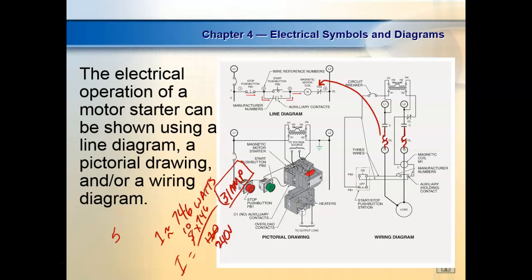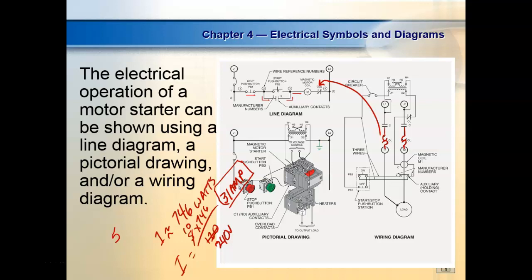You understand? So when you look at this thing at 440 volts, he could run a 10 horsepower motor. At 220, he could run a 7.5 horsepower motor. At 110, he could run a 3 horsepower motor on this motor starter right here. And this is a sure enough motor starter, right?